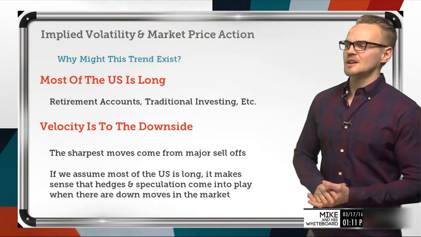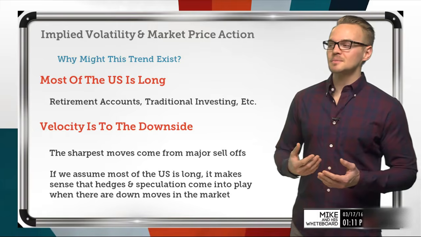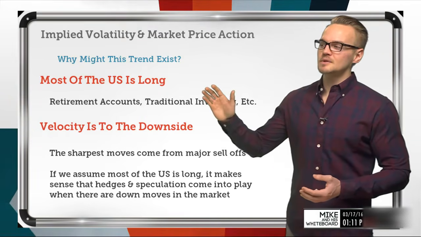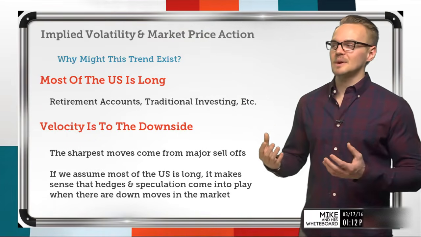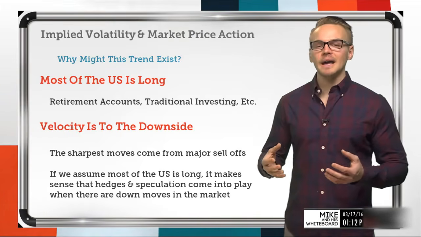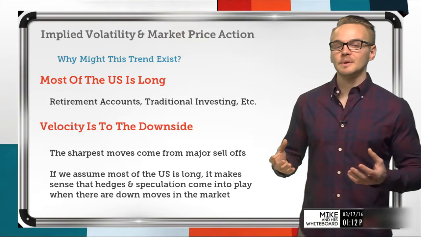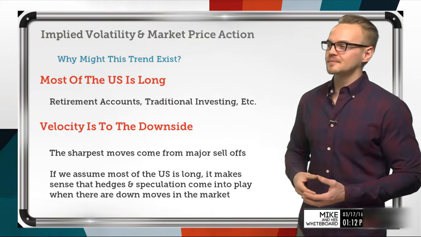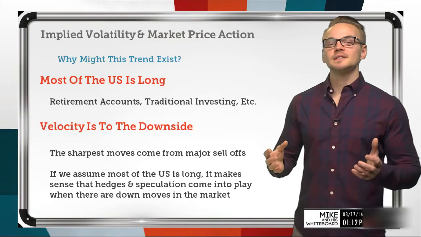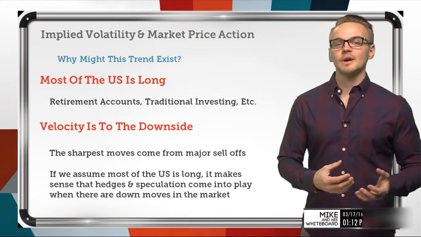So I made this last sentence here. If we assume most of the US is long, it makes sense that hedges and speculation come into play when there are down moves in the market. So tying all of this together, knowing that most of the US is long based on the fact that we have retirement accounts and traditional investing where a lot of people are using buy and hold strategies as opposed to selling high probability trades around premium and implied volatility overstatement like we do here, and we tie that in together with velocity being to the downside, it totally makes sense when we think about why volatility increases when the underlying price goes down.